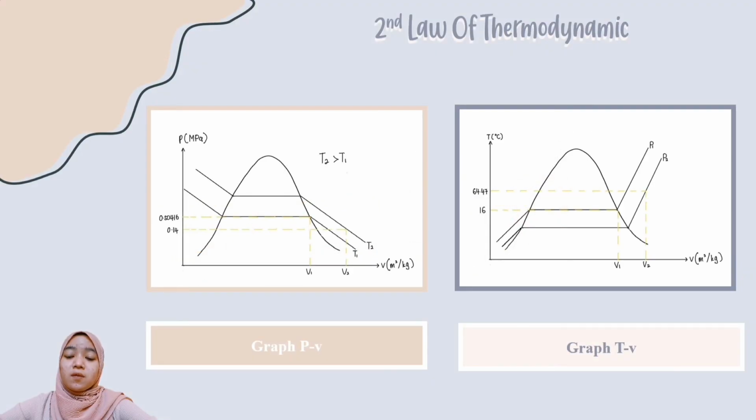From the graph, we also can see the pressure at inlet or P1 is greater than the pressure at outlet or P2, while the temperature at the outlet T2 is higher than the temperature at inlet T1.